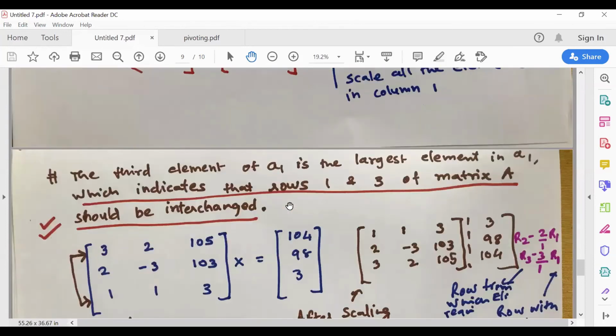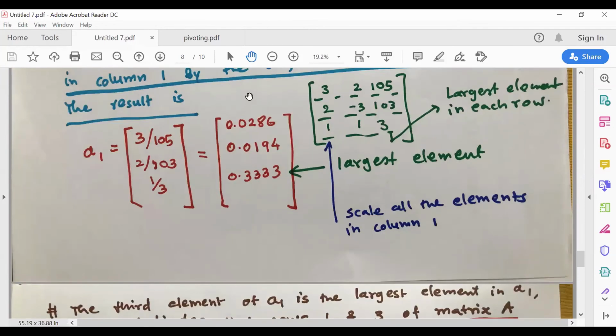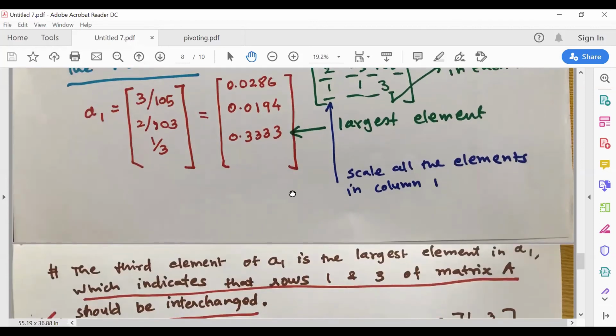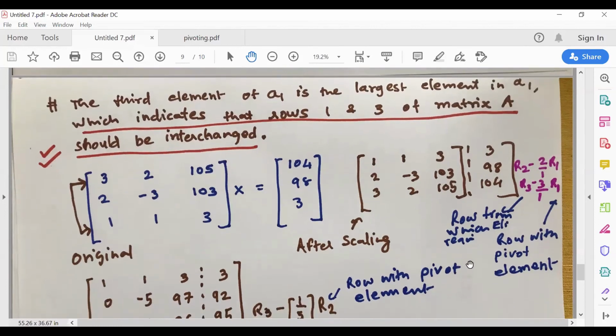Next, we interchange in the original matrix. Remember, we have nothing to do with these scaled numbers. They are just helping us to determine whether I want to change the second row or third row, or first row or second row. They only help us in determining the row interchange process, nothing else. So we have interchanged the first row and third row, and now we are applying the elimination process here.